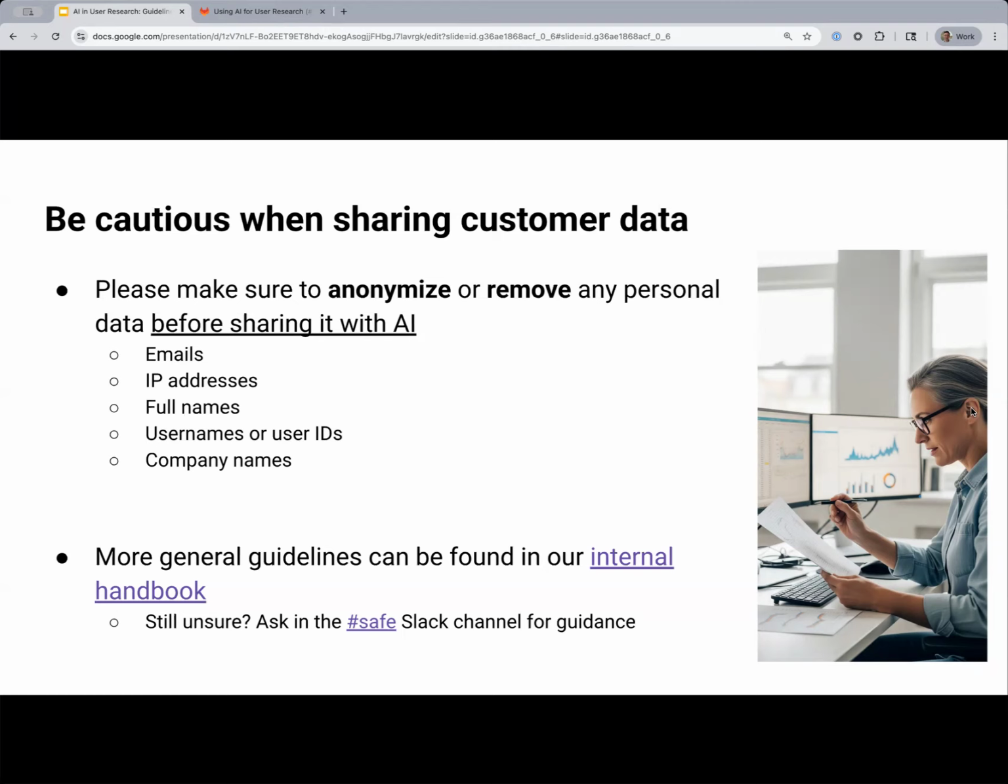And so we have to be really careful from a security standpoint and compliance standpoint of what we're providing. And so removing that information, replacing it with placeholders whenever we can, like participant one or company X instead of the actual company name, can help us make sure that we're following the right standards. And if you do have any questions, we have our internal handbook and also the safe channel if you have a question for your specific use case.